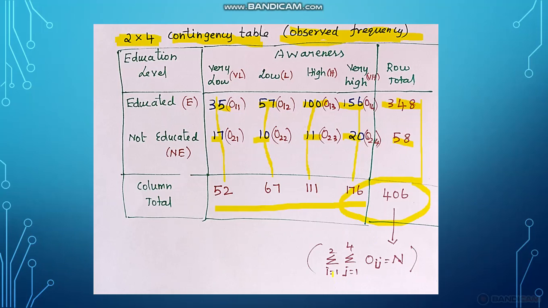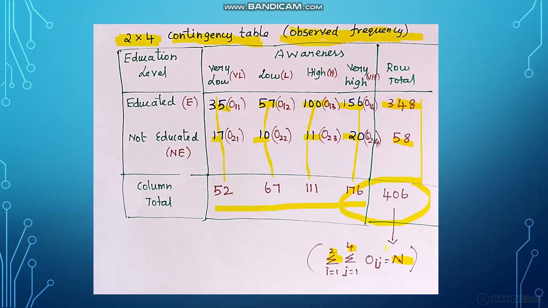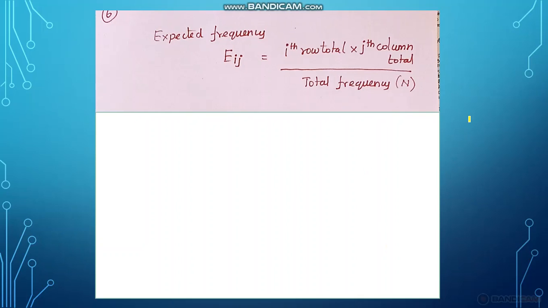That is the summation of i equal to 2 up to 4, of Oij, j equal to n, where n will be the total frequency. Next, you want the expected frequency. In the problem they give the observed frequency, and by using this frequency only you want to find the expected frequency.